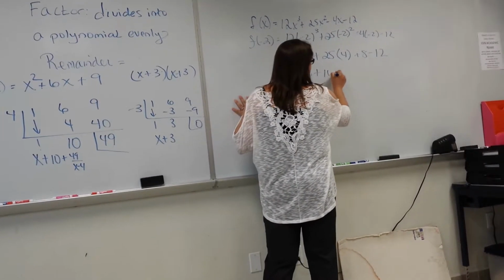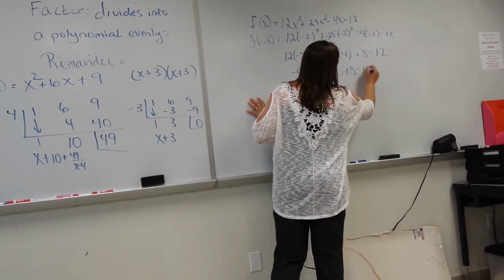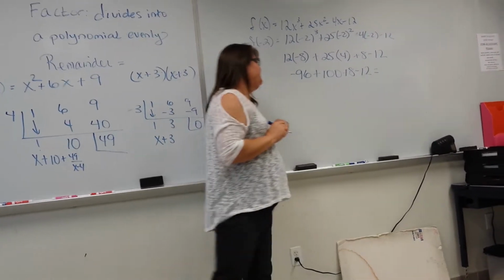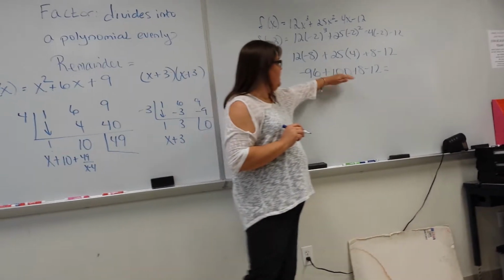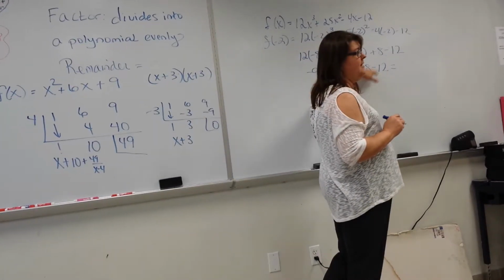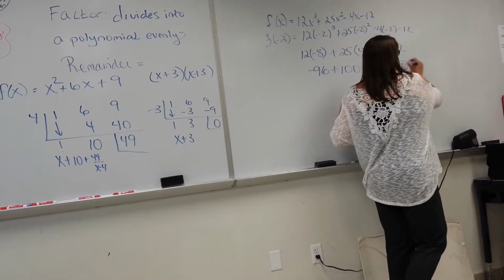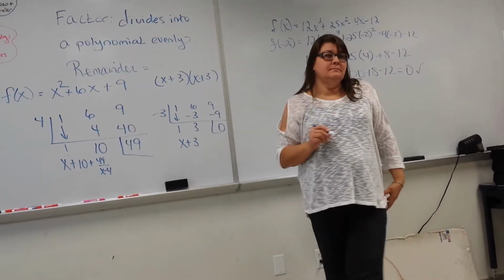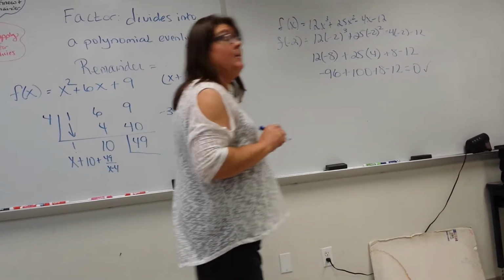And then plus 100 plus 8 minus 12. Positive 4 plus 4 is 12. Minus 12 is 0. Check. Done. So what is this worth? 1 point? It is 1 point.